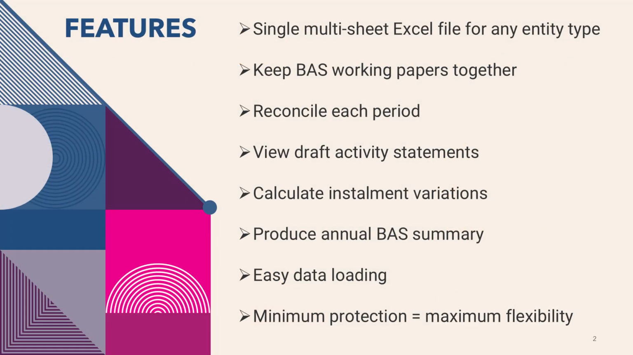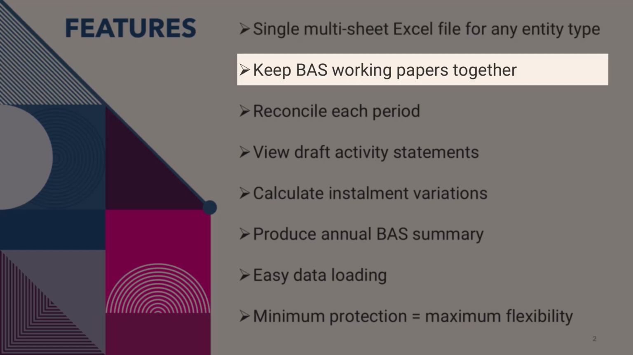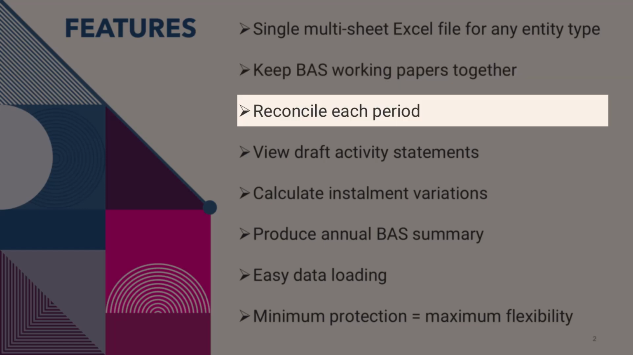These are the important features you'll find in our BAS working paper solution. There's just one multi-sheet Excel file which you download from our website and save with other client records in your document management system. Importantly, you can keep all of your BAS reports and working papers for a client for the entire year together in one file, so you can easily find what you need when preparing subsequent activity statements or annual accounts. You can reconcile GST, wages, super, and pay-as-you-go withholding for each period.